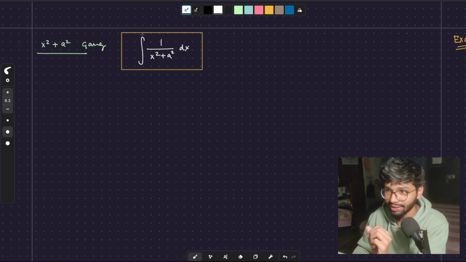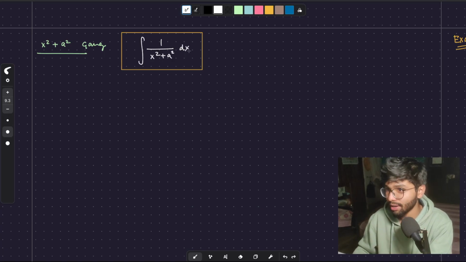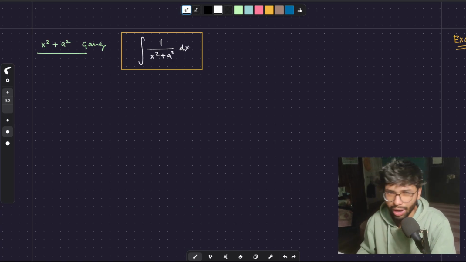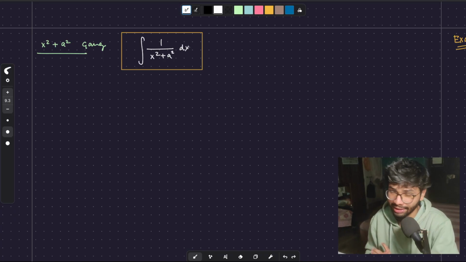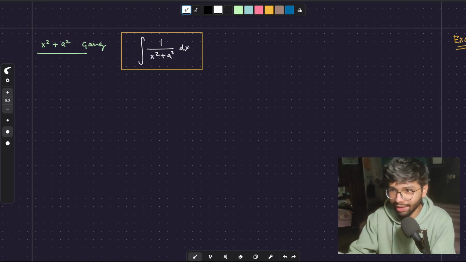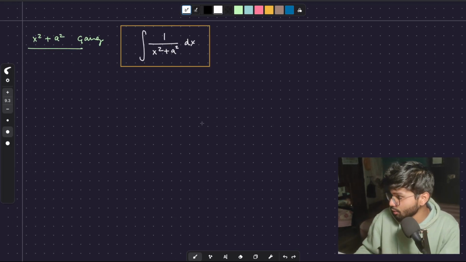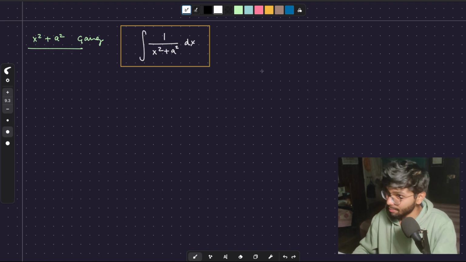We've got the integral of 1 over x squared plus a squared with respect to x. So how are we supposed to go about solving this? Is there any way we can make this easier? Any algebraic manipulations we can make to simplify this a bit? And yes, again, we can. We absolutely can. We can divide the whole denominator by x squared.